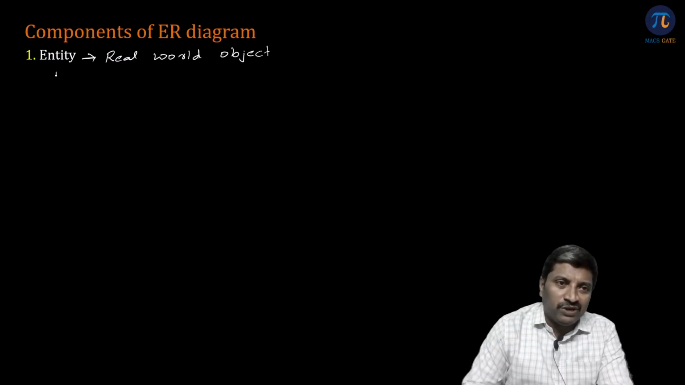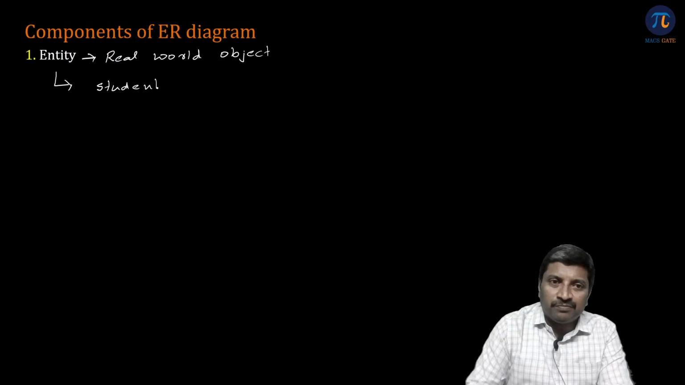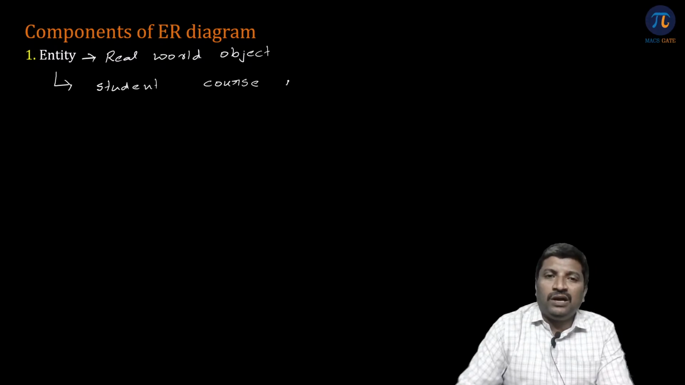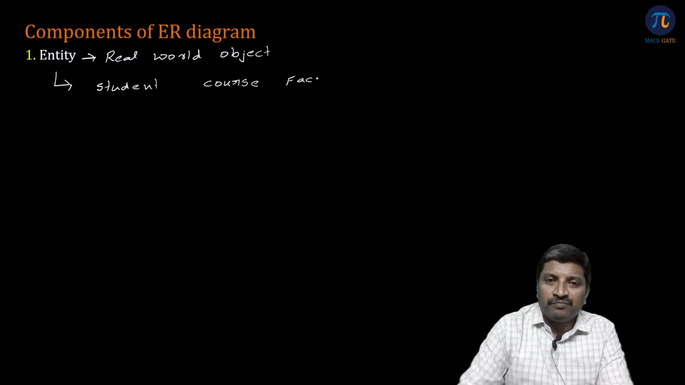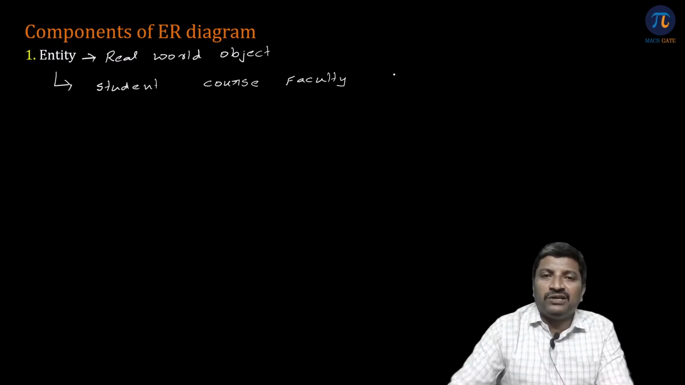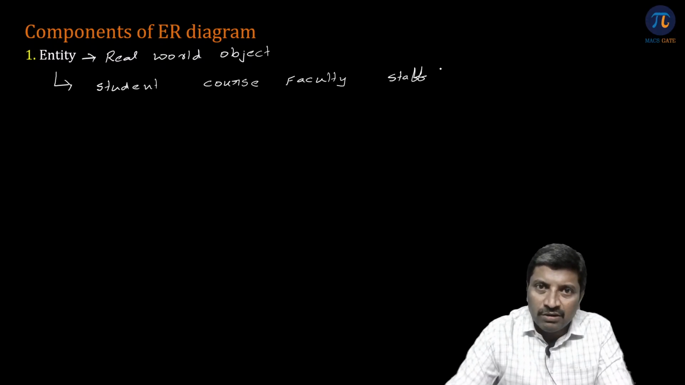Can you give examples of entities, or the objects you are interested in? Student is the first object which I am interested in. Since I am considering a university, there might be courses, and we will have faculty. We will have non-teaching staff, which let me write simply as staff. Like that, we have so many objects.